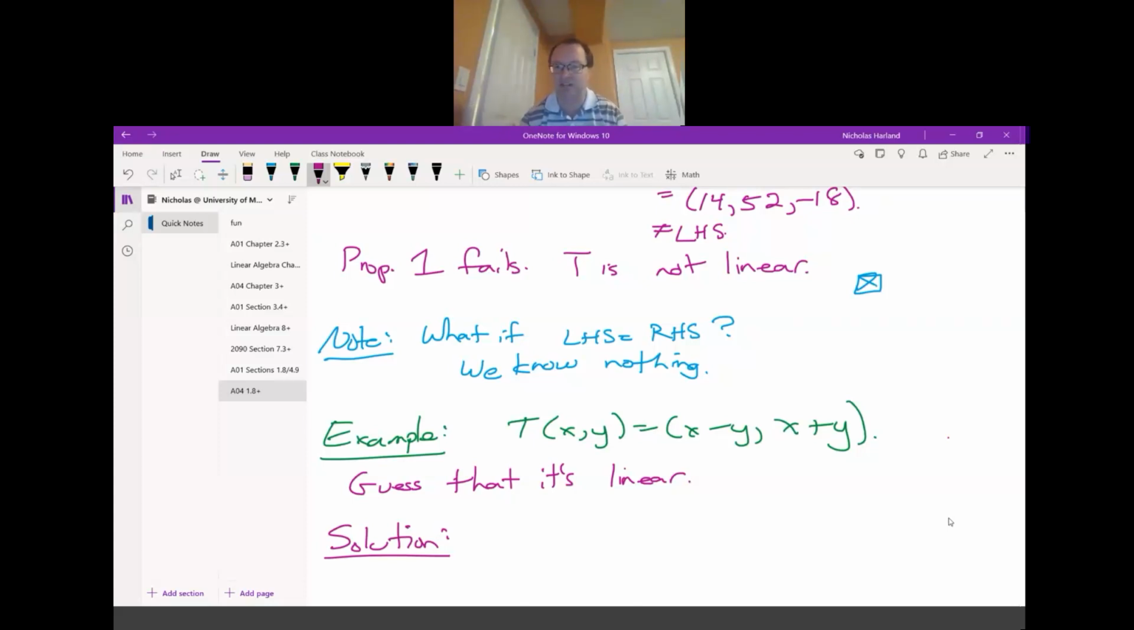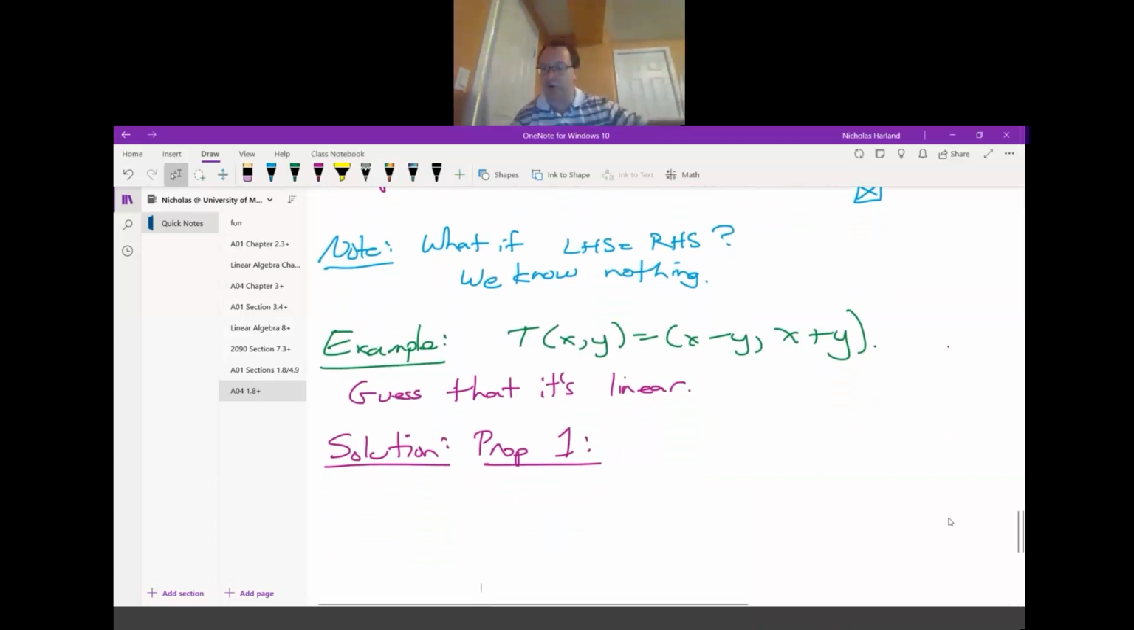All right, so we're going to guess that it's linear, so we want to show property 1 is true. What do we got to do? This will look very much like when we showed those matrix properties. What do we have to do? Right, we're going to show the left-hand side is equal to the right-hand side. The main difference is we're keeping it general. We're not using numbers, we're using variables. That's the big difference. Other than that, we're still looking at the left-hand side and the right-hand side.